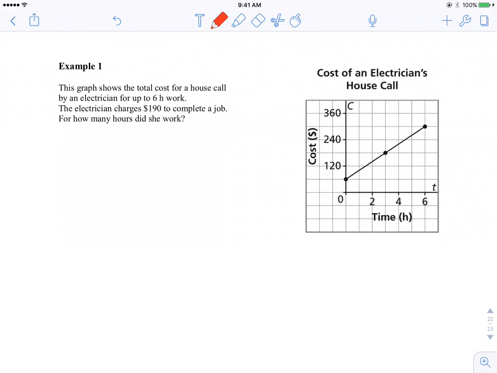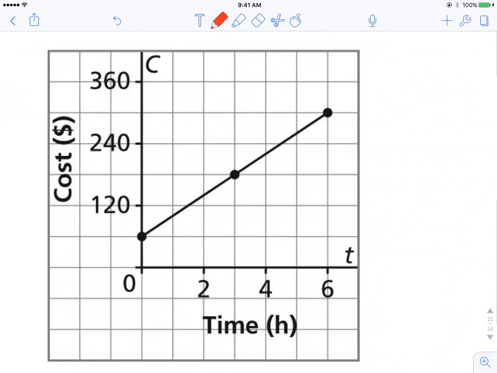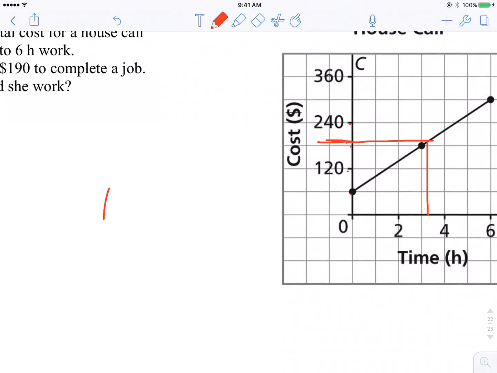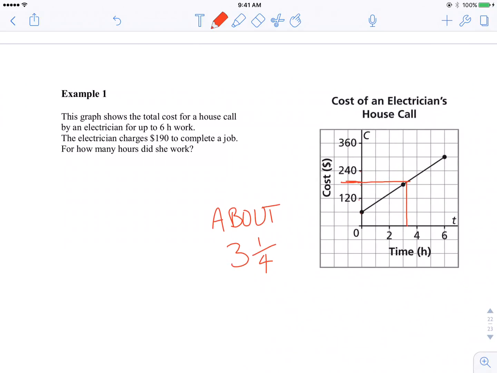Over the page, example 1 goes real quick. It says this graph shows the total cost for a house call by an electrician for 6 hours of work. The electrician charges $190 to complete the job. How many hours did she work? Well, I look over to my graph. If it took $190, this is 60, 120, 180, 240, so 190 is somewhere in here. Carry that over to the graph, then carry that down. It's going to be just over 3 hours, about 3¼ hours. Pretty simple to tell. You're just reading from the graph.